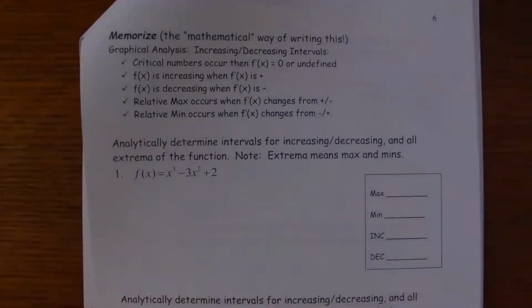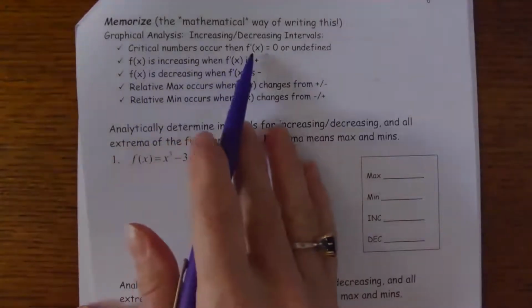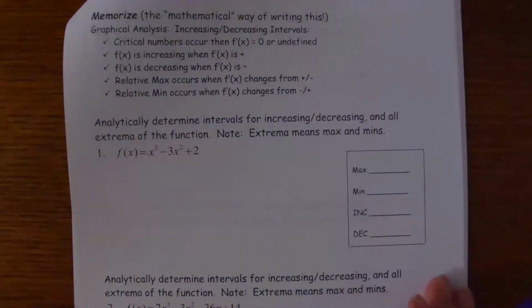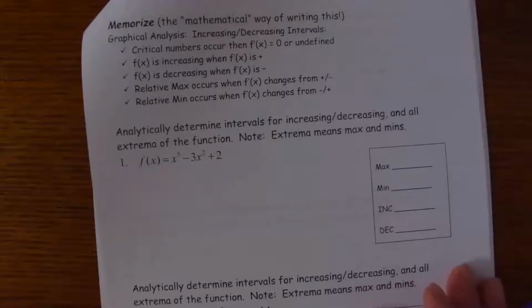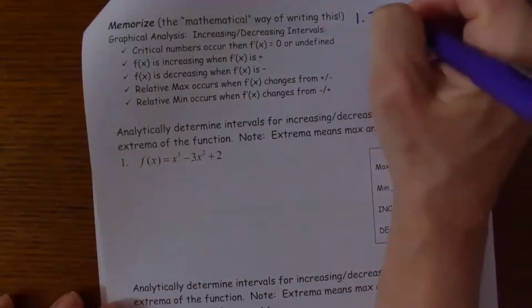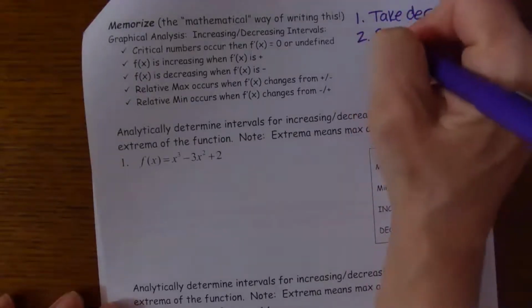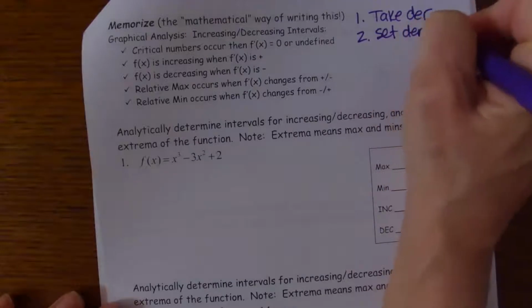Memorize the mathematical way of writing this. Graphical analysis, increasing, decreasing intervals. Critical numbers occur where the derivative equals 0. So we're still taking the derivative and setting it equal to 0, right? So we still have: 1, take the derivative; 2, set the derivative equal to 0.